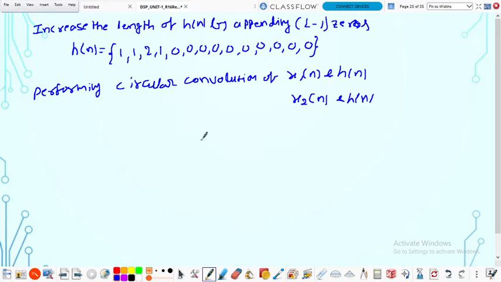So first performing the circular convolution of x1 of n and h of n. Therefore, according to the definition of the convolution, the output sequence y1 of n is equal to x1 of n circular convolution h of n. Using the matrix multiplication method, we can determine the circular convolution of x1 of n and h of n.